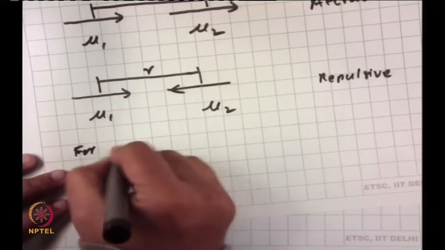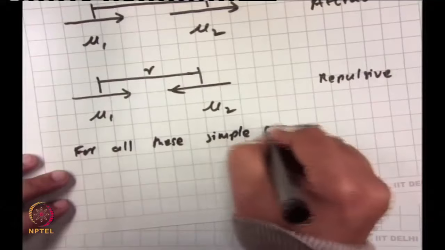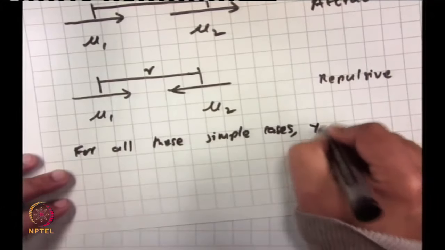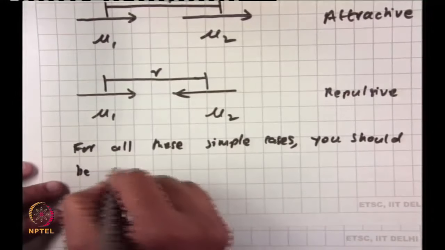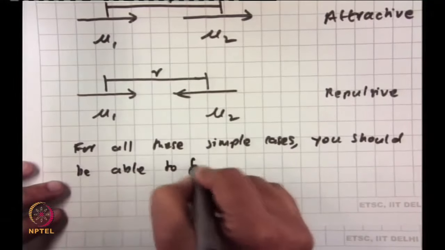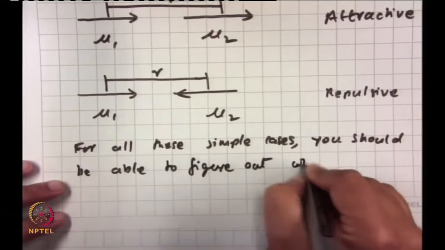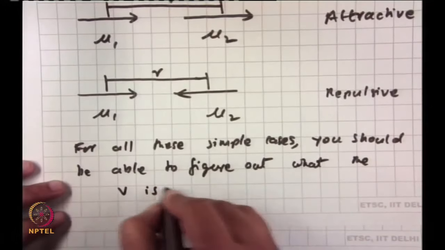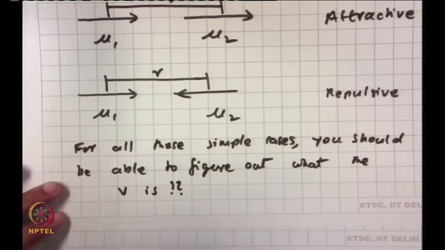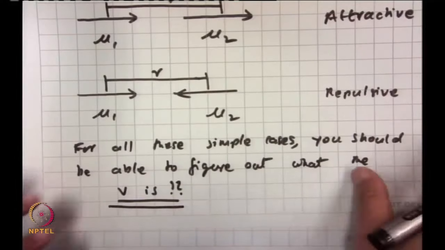So, the bottom line is, for all these simple cases, you should be able to figure out what the interaction potential V is, okay. This you should be able to figure out. So, let us move on now.